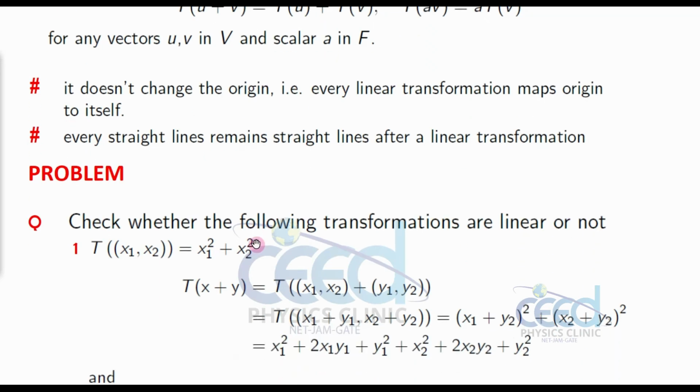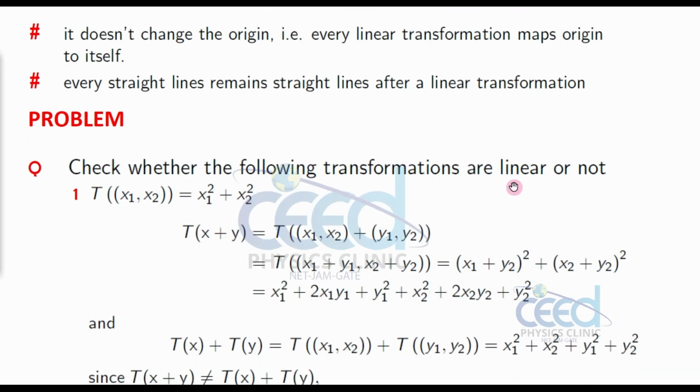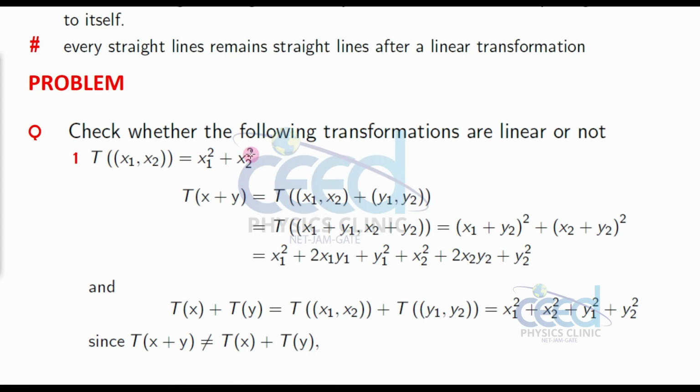Check whether the following transformations are linear or not. We can check the two axioms, whether they are satisfied or not. The first question is T of (x1, x2) is equal to x1 square plus x2 square. So I can write T of x plus y. So I am defining the coordinates.